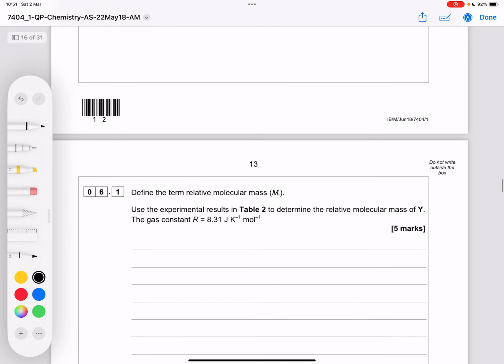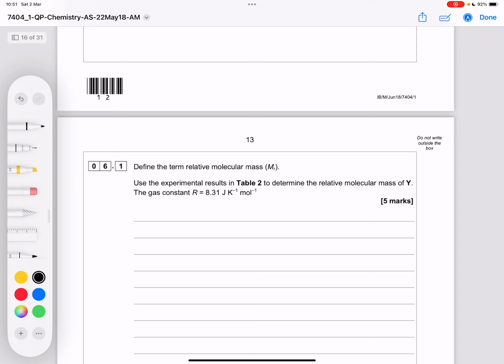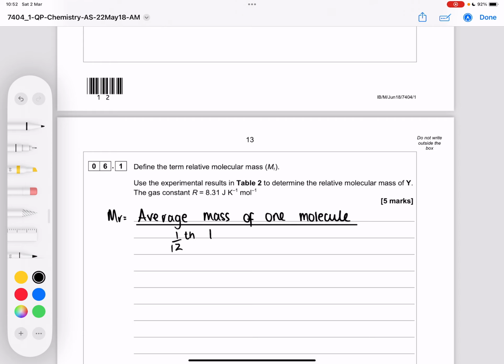Okay, and then what we're being asked to do is define relative molecular mass. So let's do that first because that's just a learnt answer. So it is, I'm just going to say Mr equals the average mass of one molecule, and then we want that relative to, so I'm going to do a divide for that, 1/12 the mass of an atom of carbon-12.